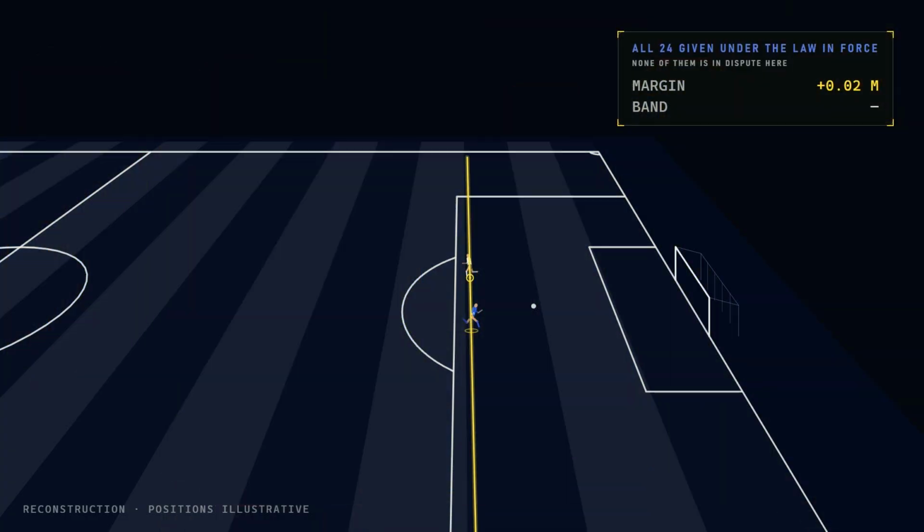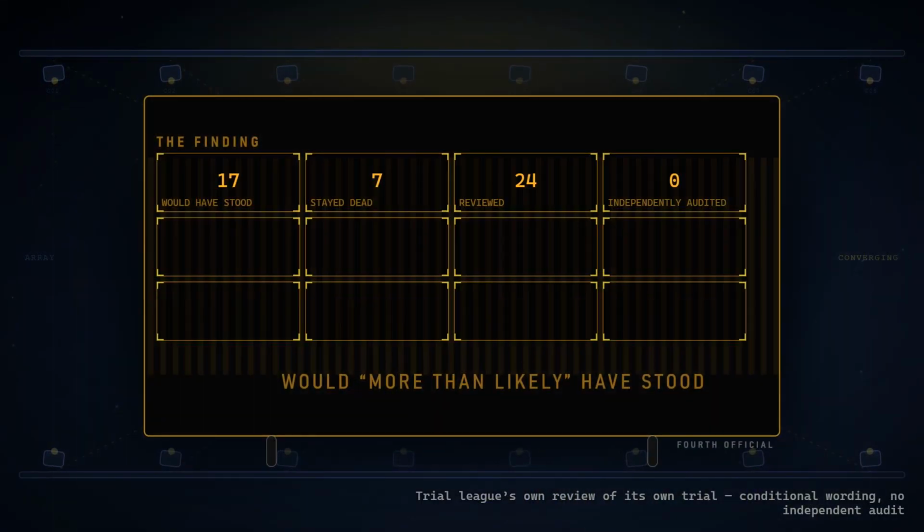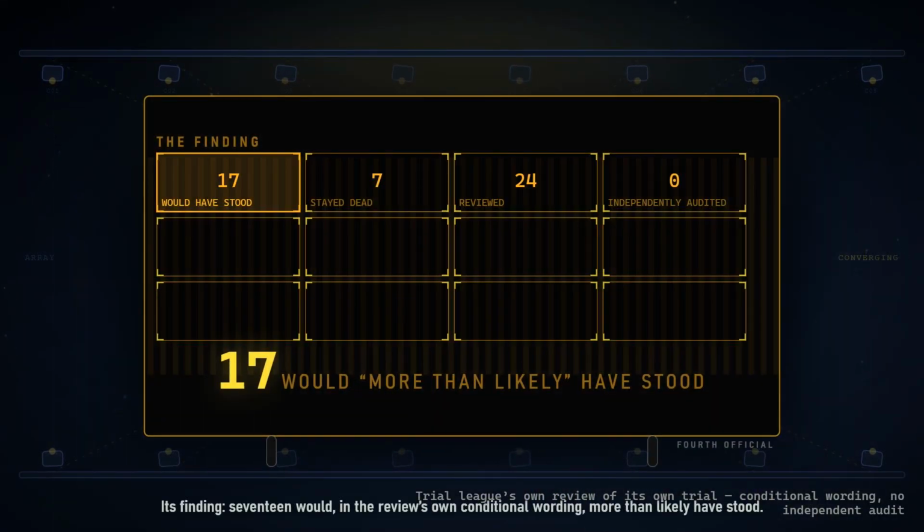All 24 were given under the law in force. None of them is in dispute here. The league judged everyone against the law it has played since April. Its finding, 17, would, quote, "more than likely have stood."